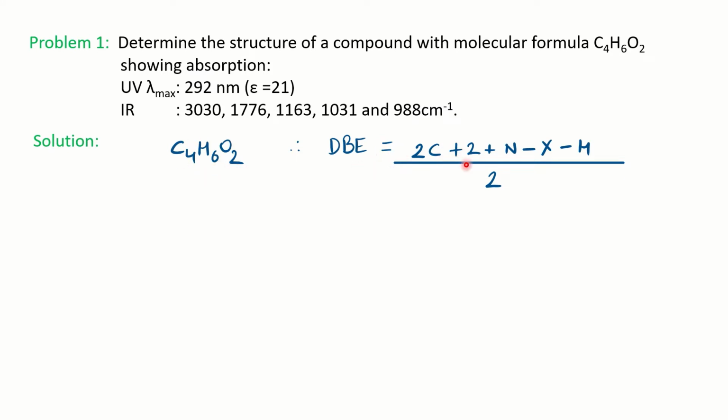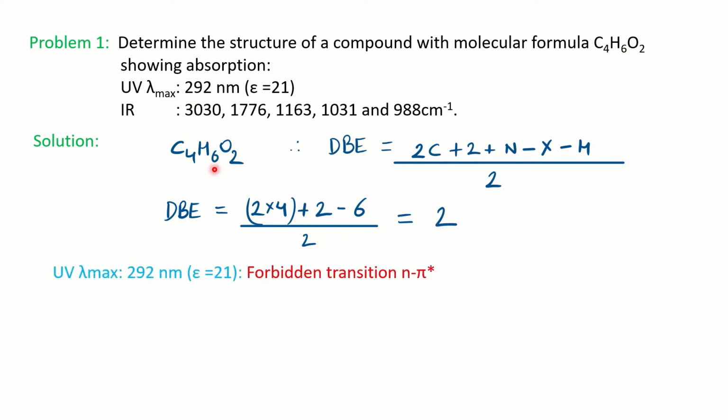You can learn this formula: 2C plus 2 plus N minus X minus H, divided by 2, where N is for nitrogen and X is for halogen. We don't put anything for oxygen. If oxygen is in the molecular formula, you don't have to put anything for it. If you put the values for carbon and hydrogen in the formula, you will get a DBE of 2. It means the unknown molecule has 2 unsaturations.